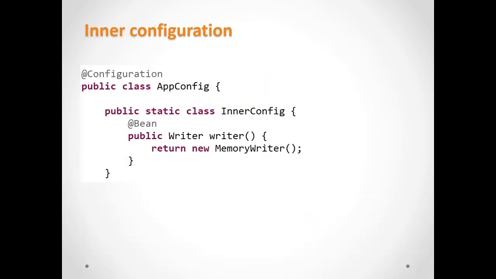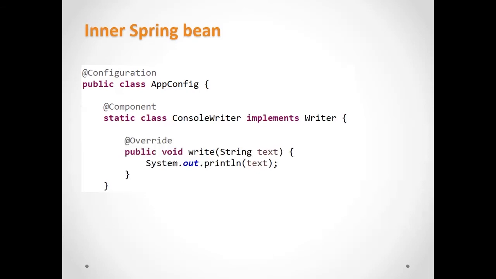Another advantage of configurations is that you can add inner static classes in your configuration class and declare new bean methods. You don't even need to put the configuration annotation on this inner class. So you can also group your Spring beans by some logical concept. You can even add a new Spring bean component in your configuration class, and Spring will also detect it, in this use case, and also register this console writer bean.